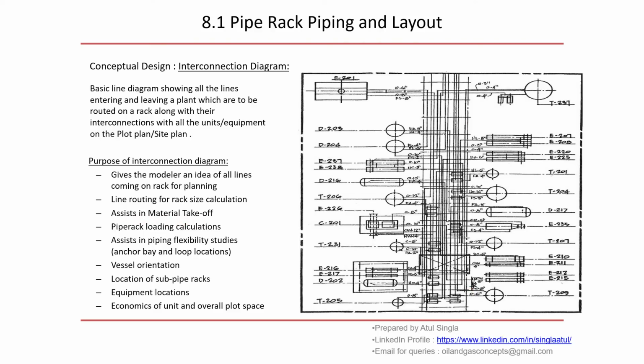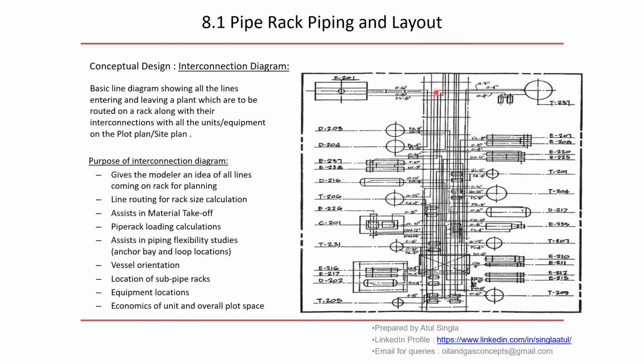It assists in material takeoff. We can always take preliminary material based on this diagram, because we know what length is required for routing the line through the pipe rack when it is connecting two equipments.